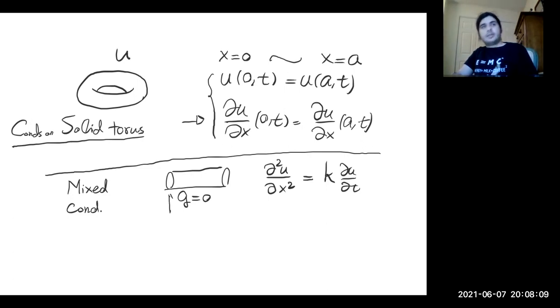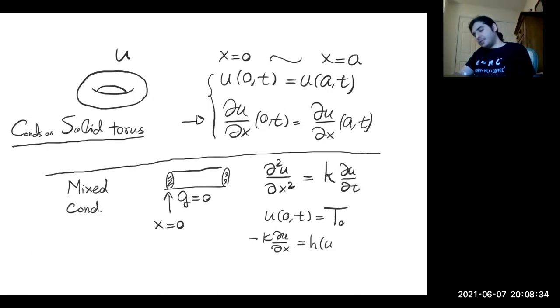Suppose at this point, x equals a, function u is fixed. So u of 0 and t is fixed. Okay. And suppose the other end is not fixed, but it's similar to the other thing which we said, it's connected to air. So that condition was this one, minus kappa partial u partial x is equal to h times u of a and t minus T. And suppose these are boundary value conditions.